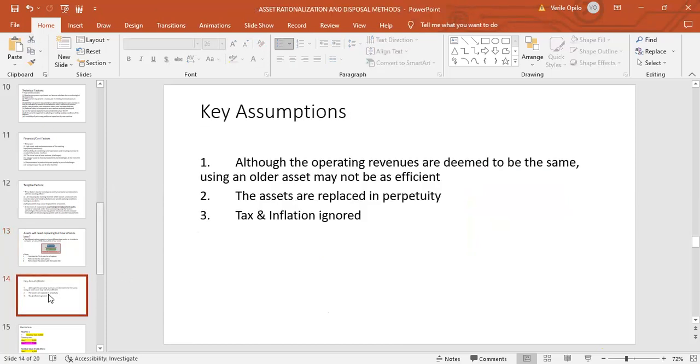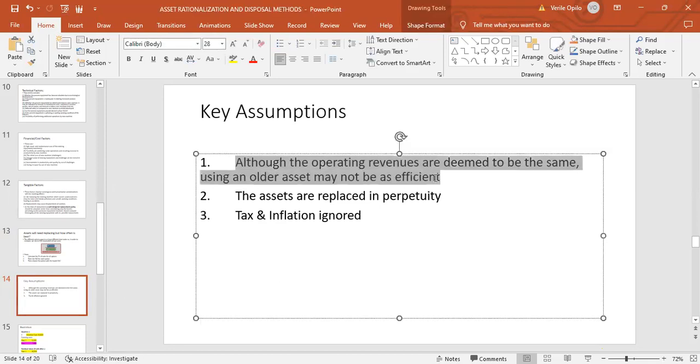It means that the business will be able to minimize the total cost associated with replacing the assets after a certain number of years. So there are various key assumptions. Even before we look at the method itself, there are some key assumptions that are usually implied under the EAC method of replacing assets. And the first assumption is that although the operating revenues are often deemed to be the same, using an older asset may not be as efficient.